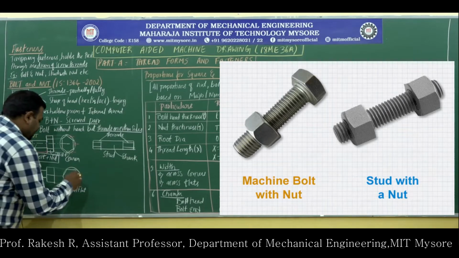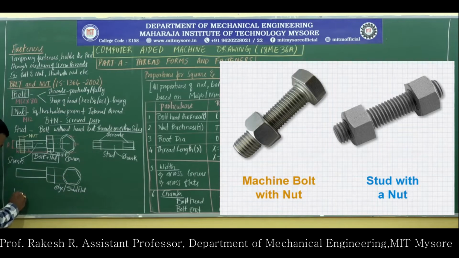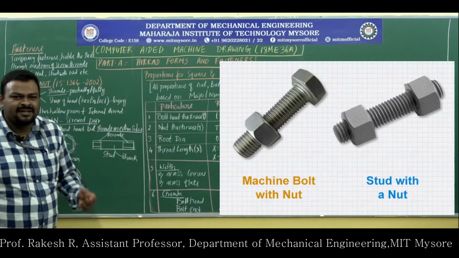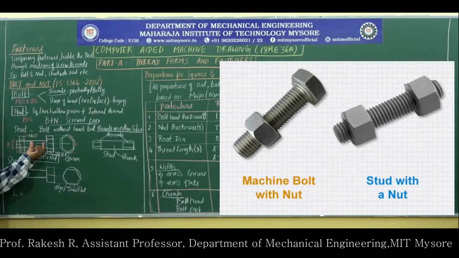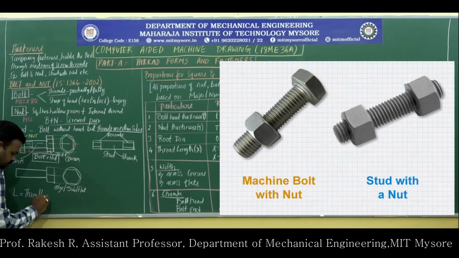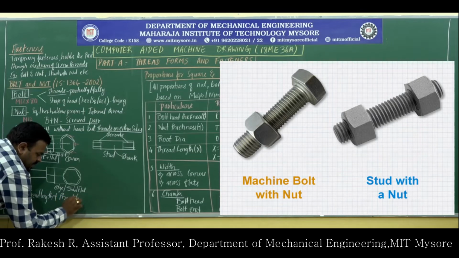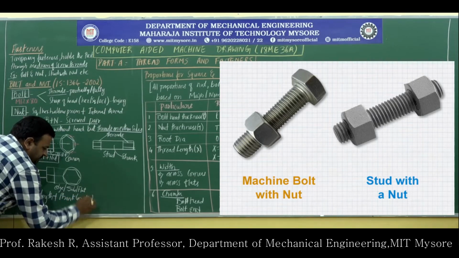So if you specify the length of the bolt, it will be given by threaded length plus unthreaded length. Using unthreaded length does not sound good in a drawing. So that length is nothing but the shank length. So the total length of the bolt will be equal to thread length plus shank length. So this is a specification for the length.